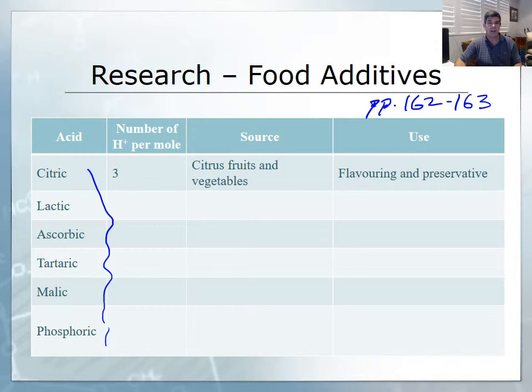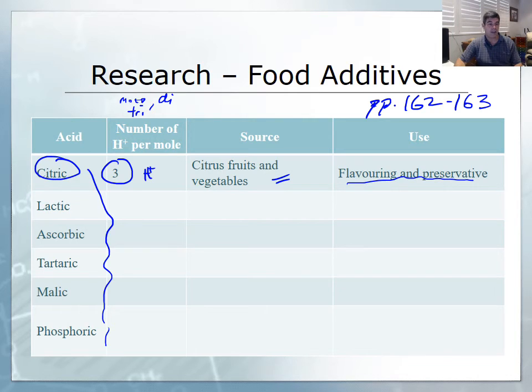All of these are acids that are used as food additives for different reasons. So what I want you to do is to identify whether they're monoprotic, whether they're diprotic, or triprotic, or maybe something else. And I've identified for you the first one, citric acid, because we've done this one before, is a triprotic acid. So therefore, per mole of the acid, we will liberate 3 H plus ions. Citric acid is found in citrus fruits and some vegetables, and it's used as a flavoring and a preservative.